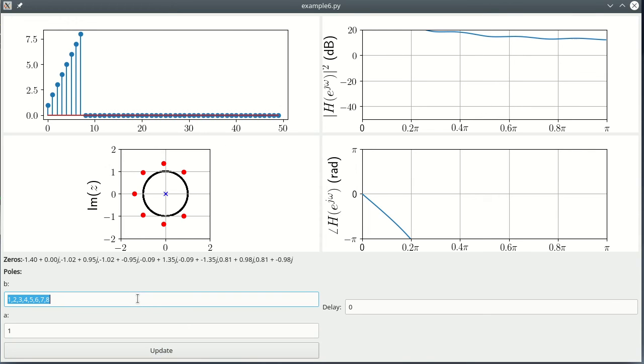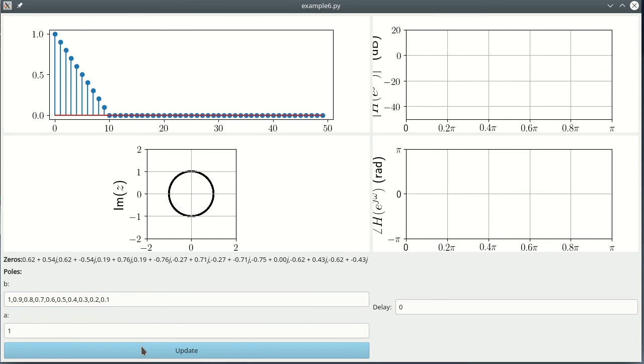Okay, let's do something a little more interesting. Let's do 1, 0.9, 0.8, 0.7, 0.6, 0.5, 0.4, 0.3, 0.2, 0.1. Again, this is a sequence which has several zeros. It falls roughly linearly. It acts like a low pass filter because it does do some kind of averaging. So you can sort of see it.